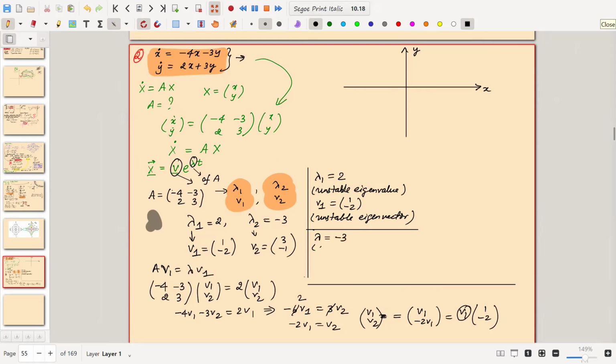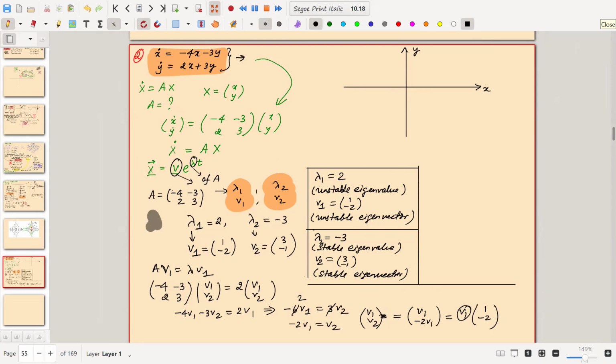Now lambda equals minus 3 is the stable eigenvalue, right? And V2 corresponding to lambda 2 is 3 minus 1. That's the stable eigendirection, stable eigenvector, right? So this is the whole story you have captured in this part. Now my question is, what is the equilibrium point of the system? Of course, origin. Origin is the equilibrium point, right?